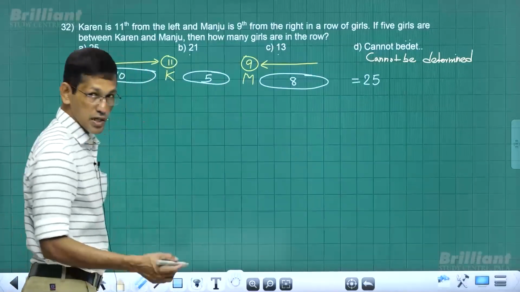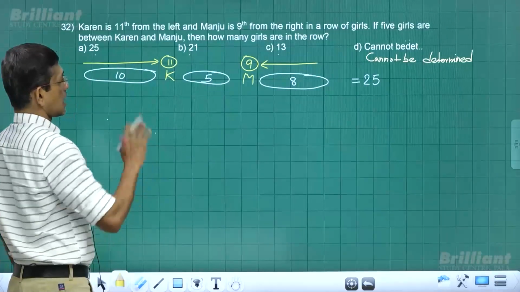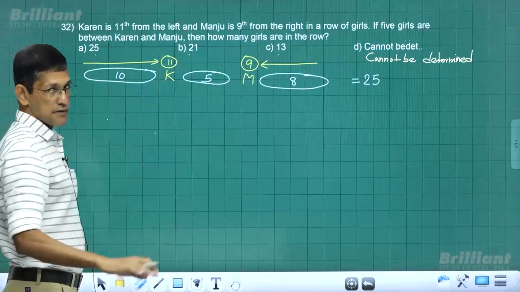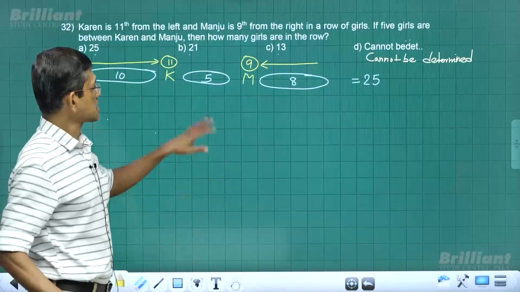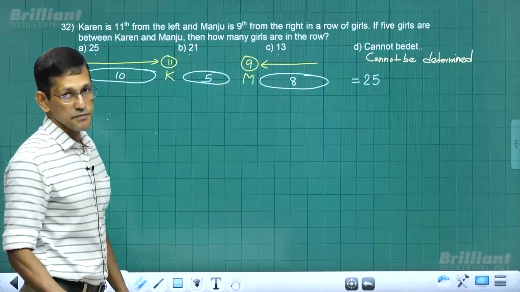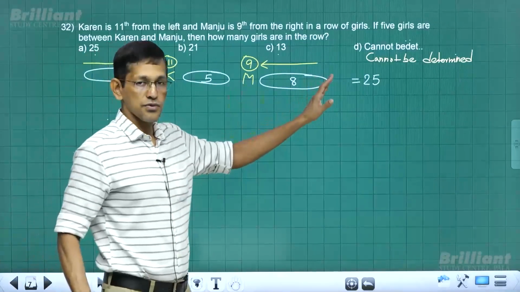We have to keep all the conditions given, right? So, what are the conditions given to us? Karen must be 11th from the left, and Manchu must be 9th from the right. And there must be 5 girls in between them. 5 girls. So, then how many girls are there in the row? This is a row of girls.